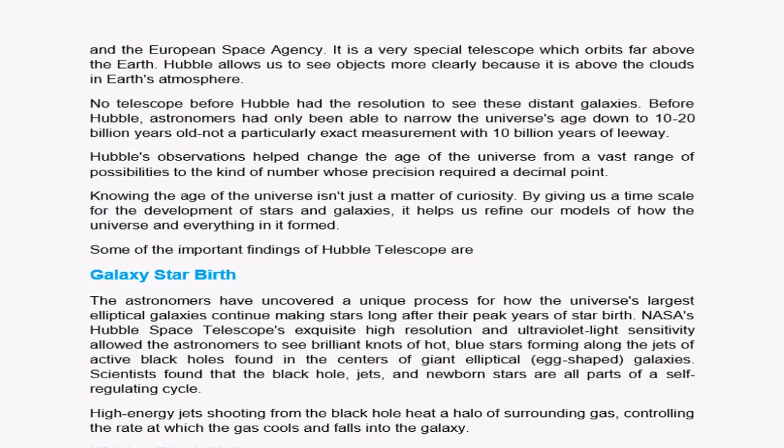NASA's Hubble Space Telescope's exquisite high resolution and ultraviolet light sensitivity allowed the astronomers to see brilliant knots of hot blue stars forming along the jets of active black holes found in the centers of giant elliptical egg-shaped galaxies. Scientists found that the black holes, jets, and newborn stars are all parts of a self-regulating cycle.